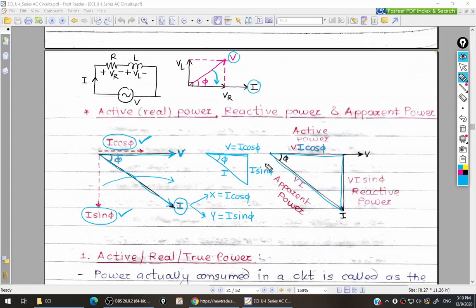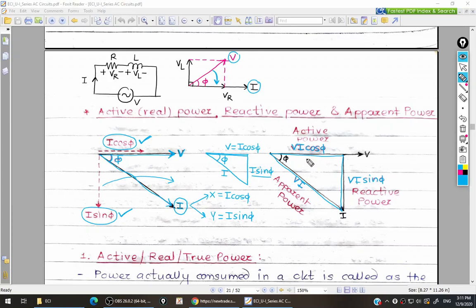On this vertical part you are getting I sin phi, and on this part you are getting I. Now what I will do is multiply with voltage on all three sides. So voltage multiplied by I cos phi, voltage multiplied by I sin phi, and voltage multiplied by I. Now you have three sides, and on each side you have a multiplication of voltage and current.